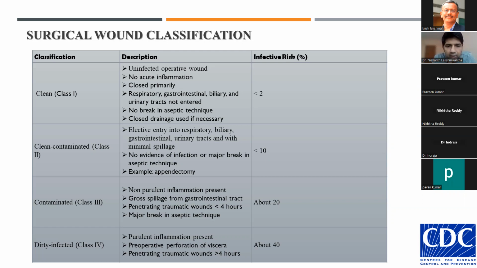And dirty infected. Forget about the abdomen. Anything else? Perianal abscess, sir. Okay, accepted. Necrotizing fasciitis, gas gangrene, all these will eventually come under dirty infected. Okay, go on, Praveen.